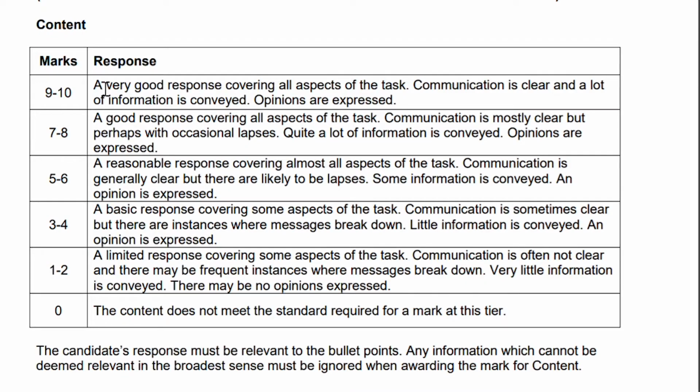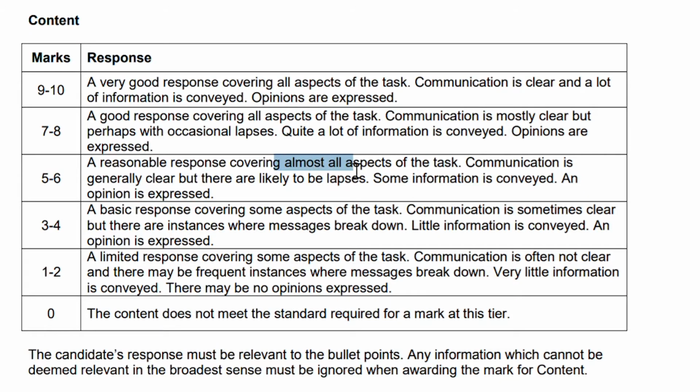So you are going to get up to 10 marks for content, and you're going to get up to 6 marks for quality of language. So have a look here at content. To score in the top band for content, it says a very good response conveying all aspects of the task. All aspects of the task means you must answer each bullet point. So you don't have to answer equal amounts for each bullet point, but you must address each bullet point.